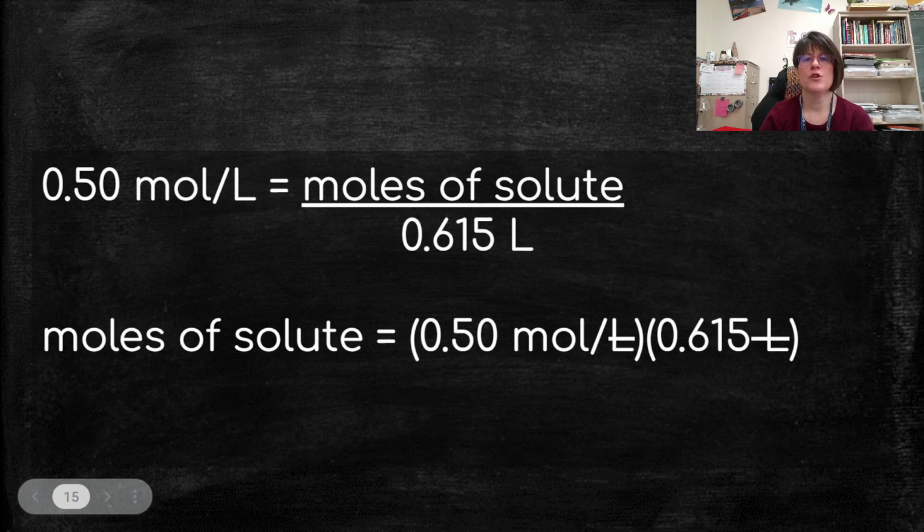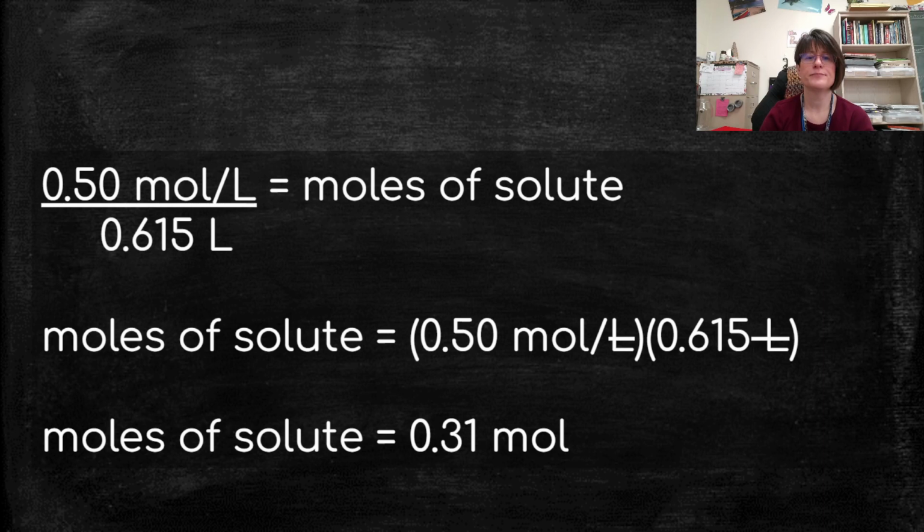So to solve, we must multiply both sides by the 0.615 liters. I rearrange that, and the liters cancel out. When we multiply 0.50 times 0.615, we get 0.31 moles.